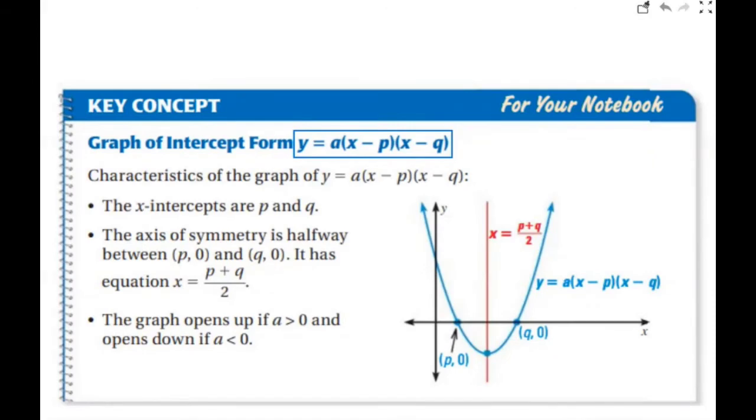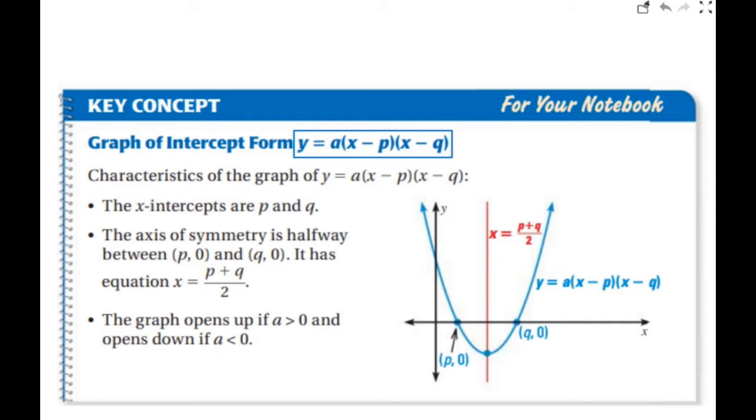So a quadratic function may have 0, 1, or 2 x-intercepts. We can represent a quadratic function in the intercept form only if we have at least one x-intercept. The equation of the intercept form is given as y equals a times (x minus p) times (x minus q), where p and q are the x-intercepts.